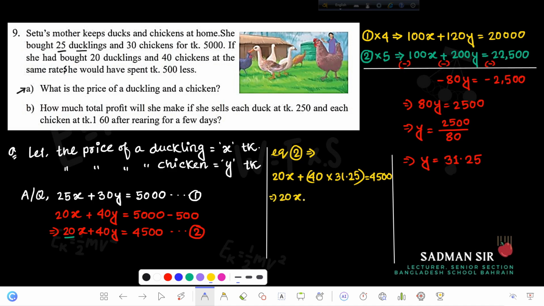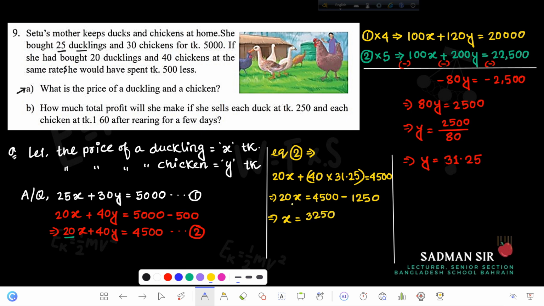So 20x equals 4,500 minus this 40 into 31.25. This 40 into 31.25 gives us 1,250. So if we shift it to the right hand side, it will become negative, right? So x will be equal to, we subtract 1250 from 4500, then it will be 3250.